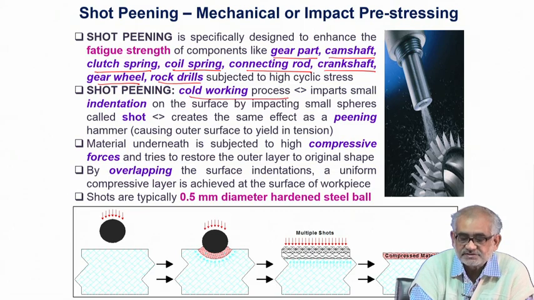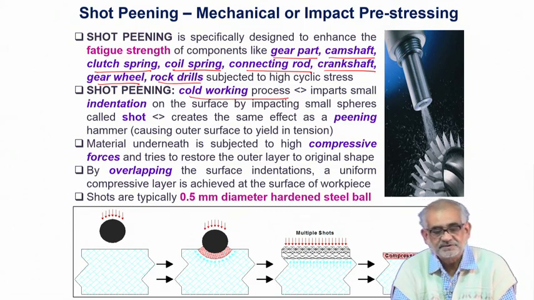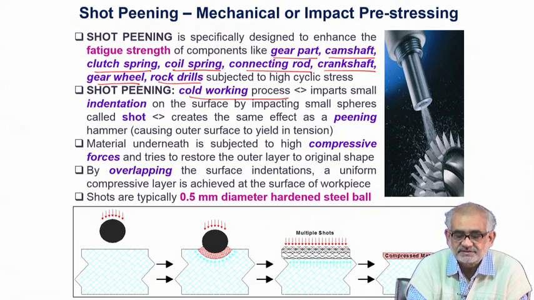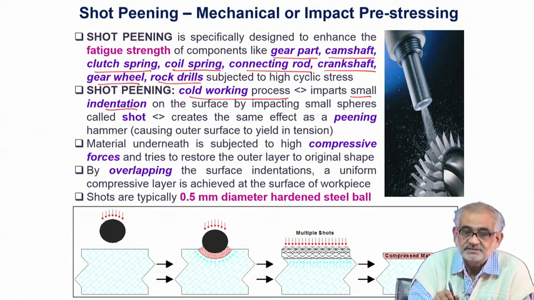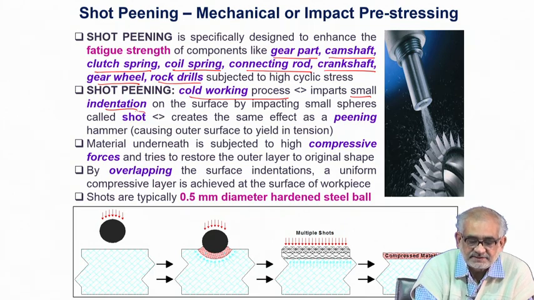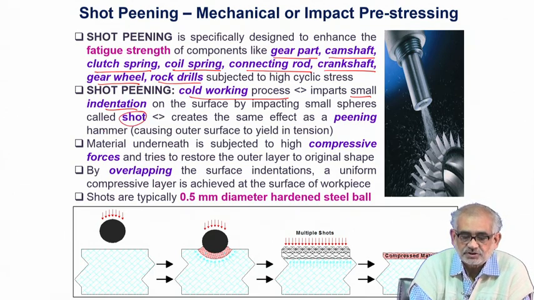So it's a cold working process, obviously, because most of these are done at room temperature or certainly way below the crystallization temperature. So the deformation effects are retained on the sample. It imparts small indentations, just like when we do hardness testing. When we press a hardened steel ball onto the surface, we create an indentation. In the same way, but the spherical objects that we are throwing are ultrafine, very small, so the indentation size is very, very small. And this indentation is done by so-called spherical objects called shots, and the effect is called peening, very similar to peening with a hammer.